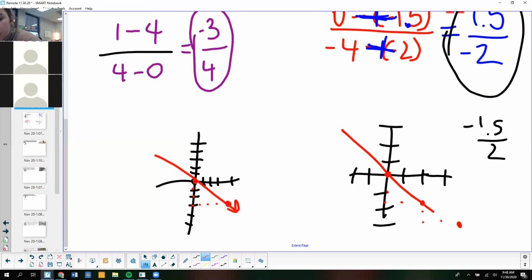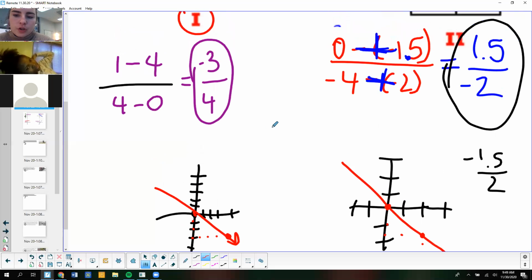And it's hard for me because I can't see what you guys are doing, if you're writing anything or not, but I'm trying to show you how to do this. So based on what we're seeing, which graph is steeper, or which slope is steeper? I want to see what you guys think.